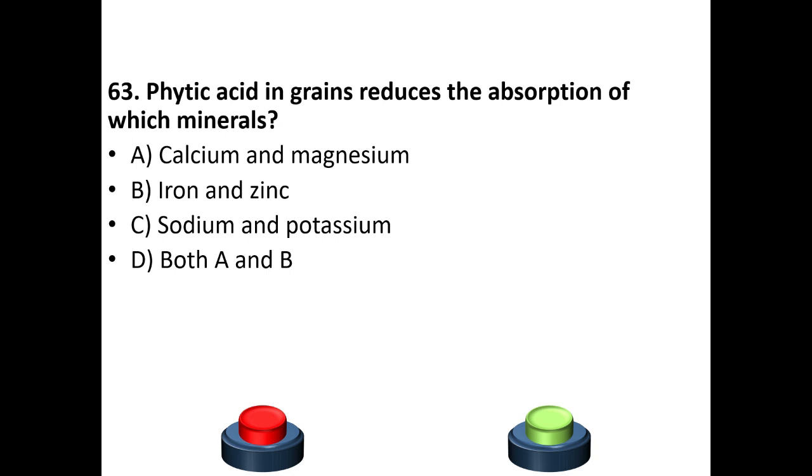63. Phytic acid in grains reduces the absorption of which minerals? A. Calcium and magnesium. B. Iron and zinc. C. Sodium and potassium. D. Both A and B. Which is the answer? Your answer is D, both A and B.